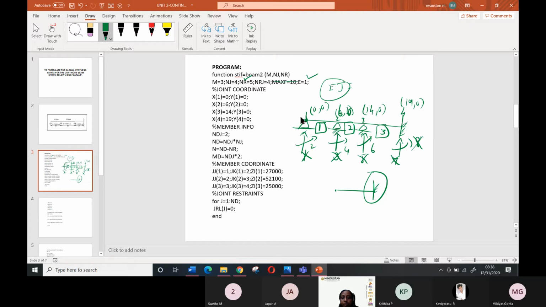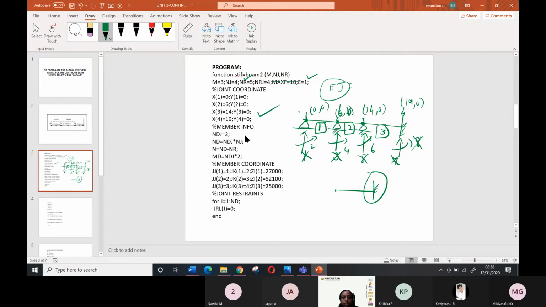Sorry, you have to take the joint. Only for the joint can you talk about the coordinate. So for the first joint, x of 1 is equal to 0, and y of 1, the y coordinate, is 0. For the second joint, x of 2 is equal to 6, and y of 2 is equal to 0. And for the third joint, it is 14 and 0, and for the fourth joint it is 19 and 0.